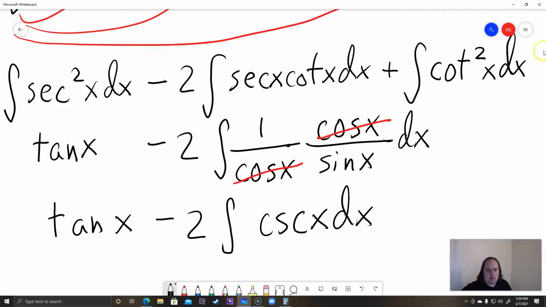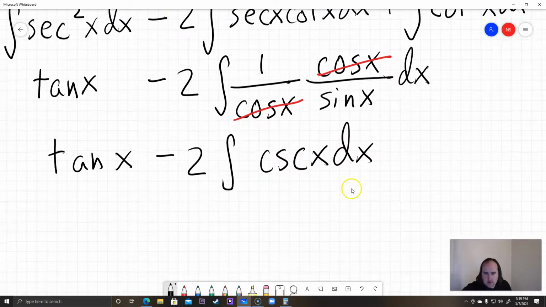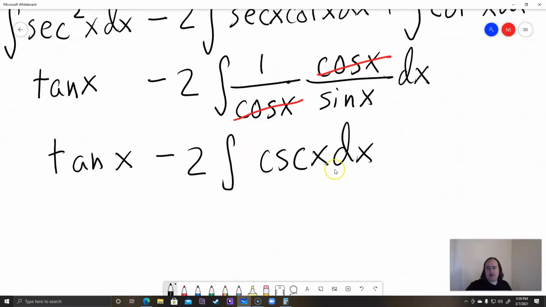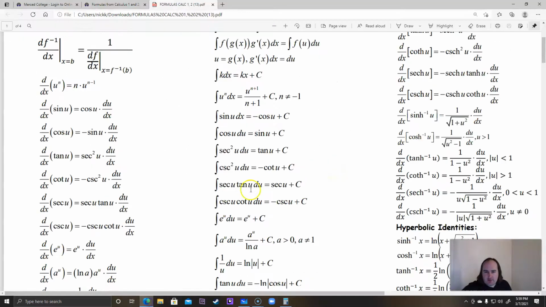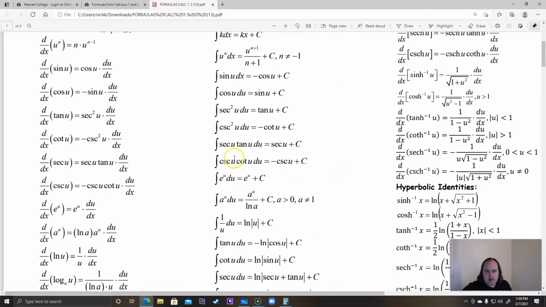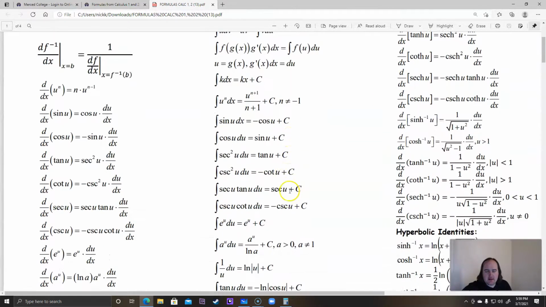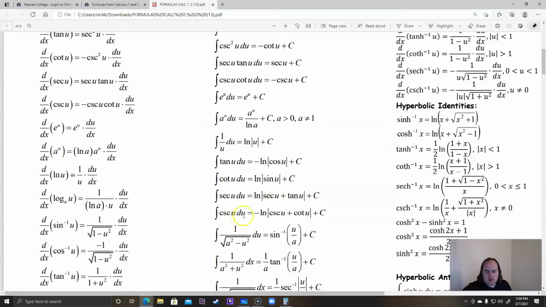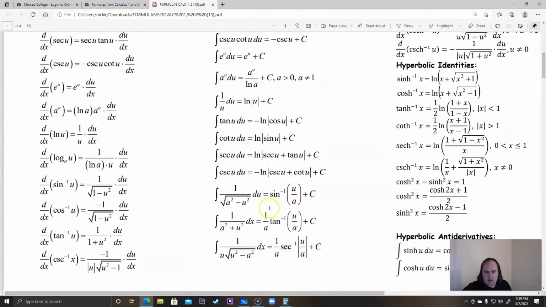I like to just work on these one by one. So let's work some more on this integral of cosecant of x dx. If we look in our formula sheet for the integral of cosecant of x or cosecant of u, that one's right here. The integral of cosecant of u du turns out to be negative natural log of absolute value of cosecant of u plus cotangent of u plus c.